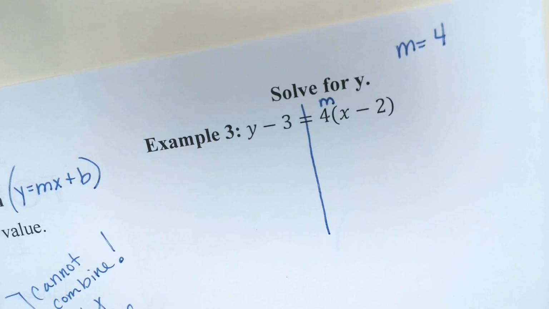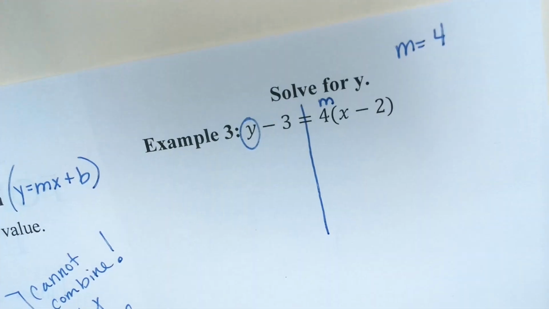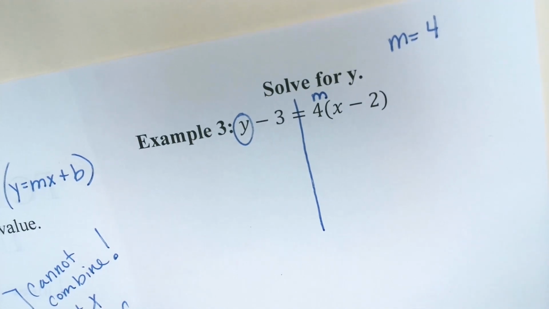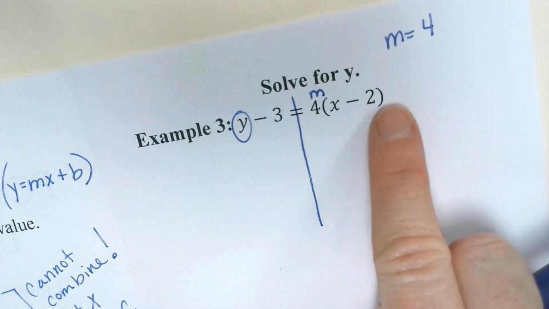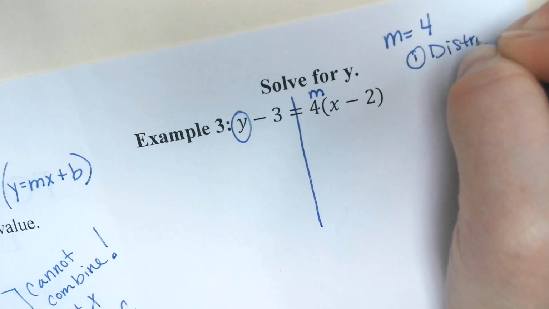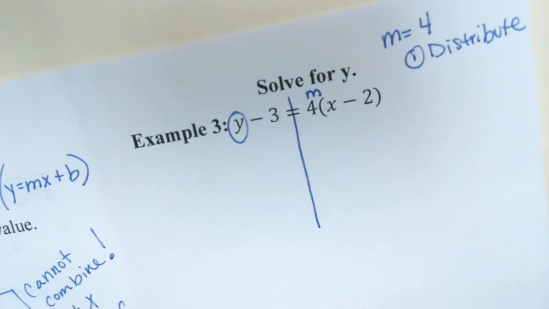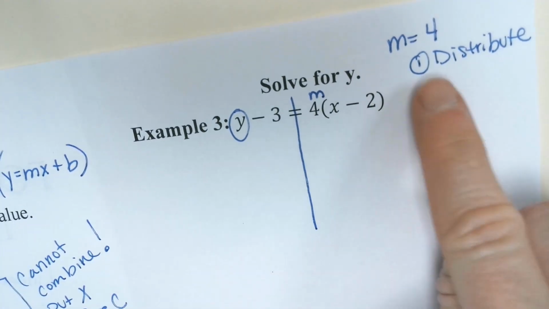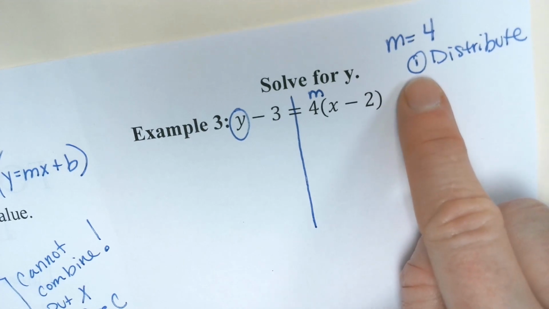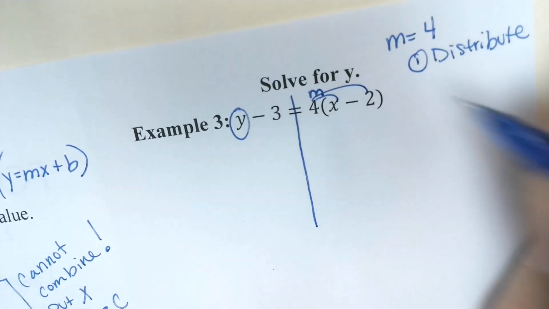All right, draw your line down to your equal sign. We're just solving for y. So we need to simplify and then move the number that's near y because we want to get y by itself. So circle y. So first thing we need to do is distribute. So I'm going to put that here. Step 1, distribute. We're distributing the 4. So 4 times x and 4 times a negative 2.